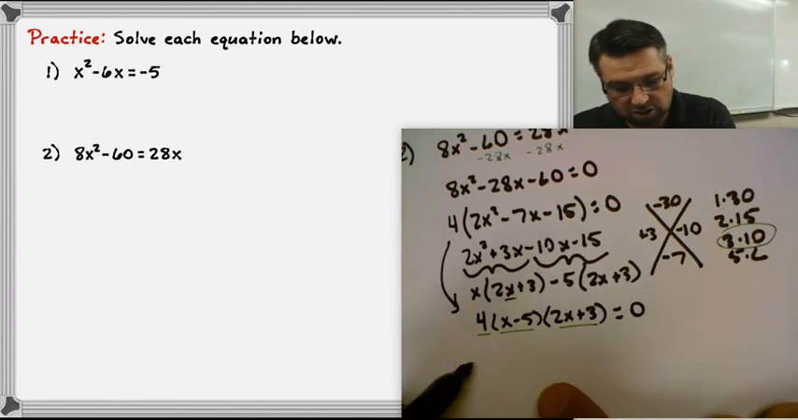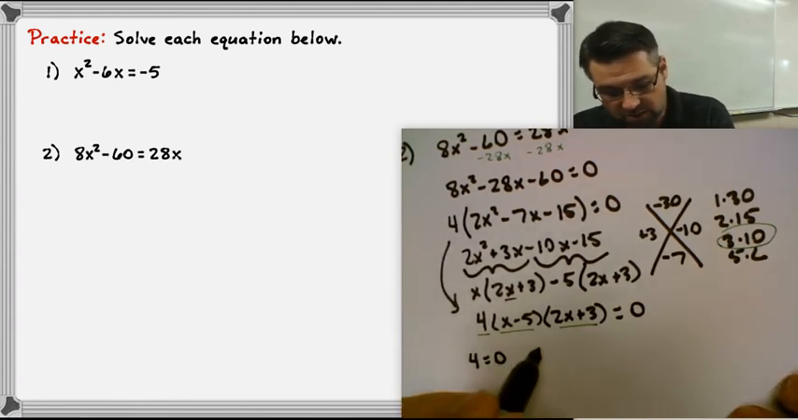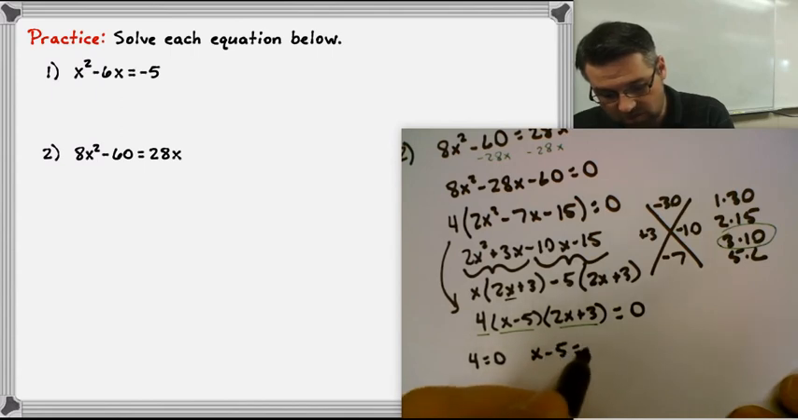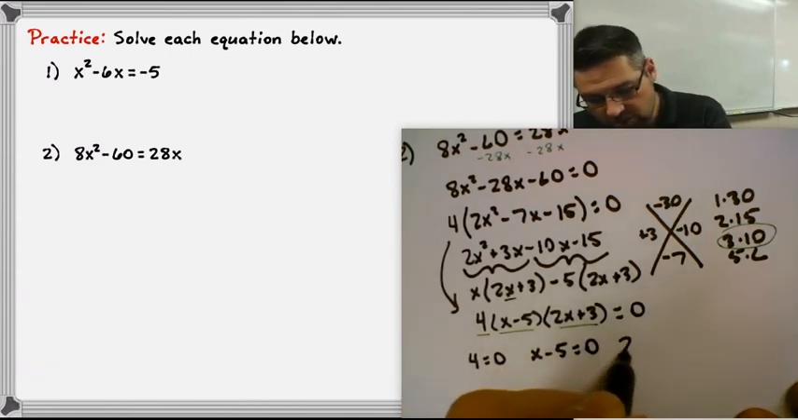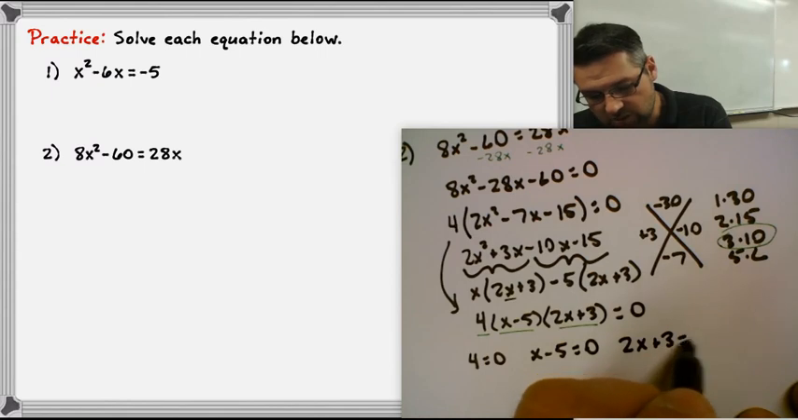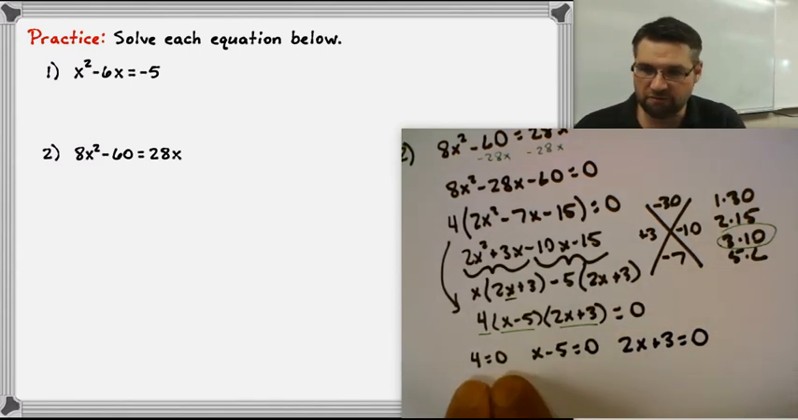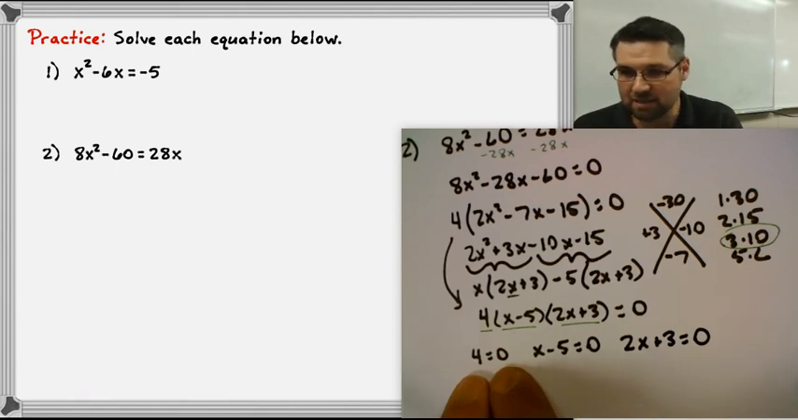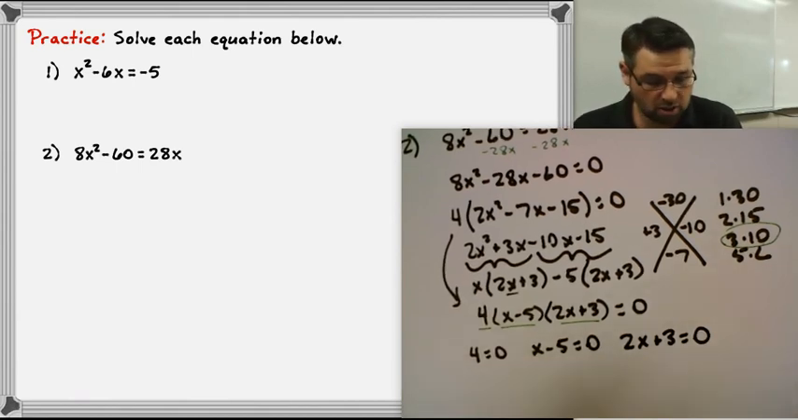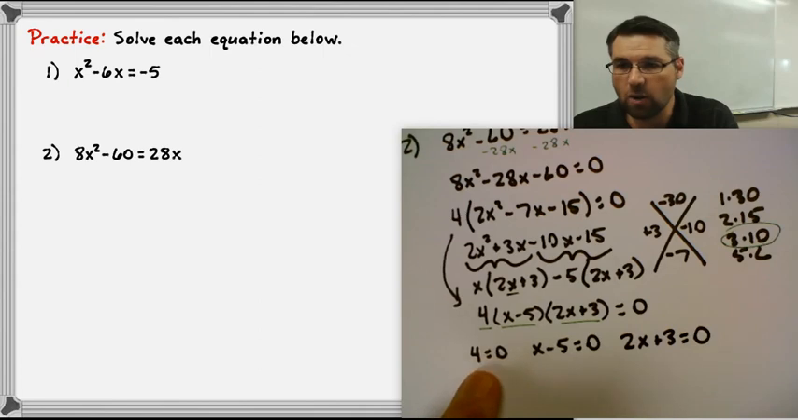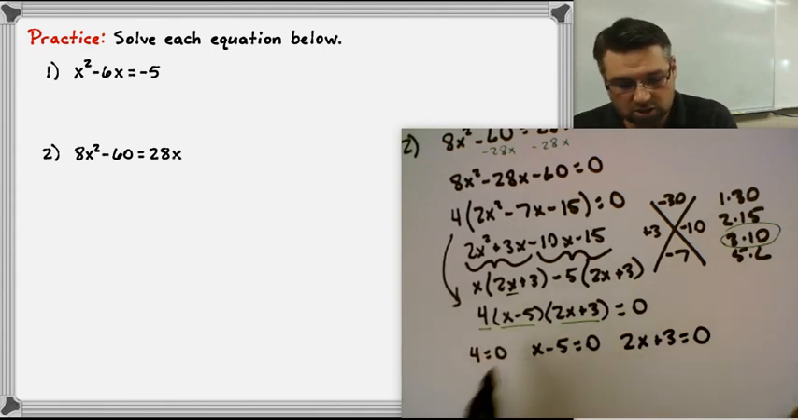Our first equation is going to be 4 equals 0. Our second equation is going to be x minus 5 equals 0. And our third equation is going to be 2x plus 3 equals 0. And then we solve each one of those. Now we look at this one, the 4 equals 0. That's a nonsense statement. 4 doesn't equal 0. This is invalid. There is no x value that will make this true. So we don't have to worry about this one. This one we can cross out.